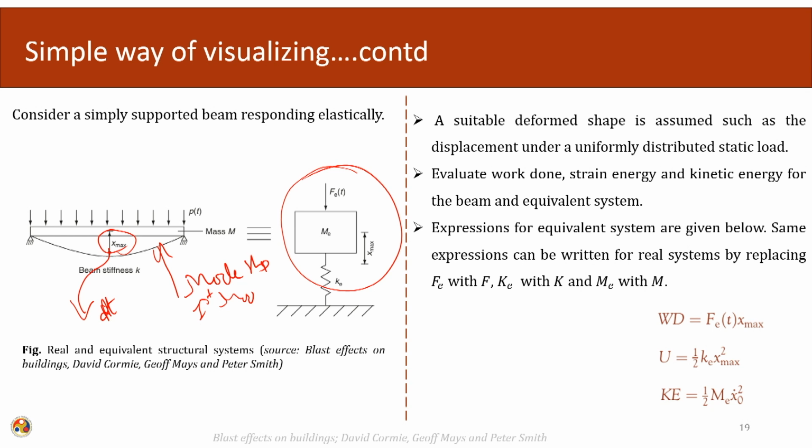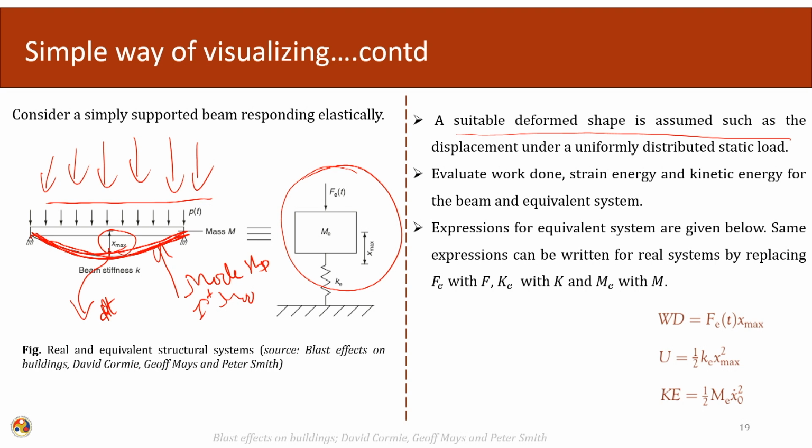First of all, a suitable deformed shape is assumed such that the displacement under uniformly distributed static load. Normally what we are doing is that we are applying the blast load as a planar load. So, the shape will correspond to a uniformly distributed blast load. That is why we are taking the first mode, which is represented by this shape. This will give me the numerator of the shape function.